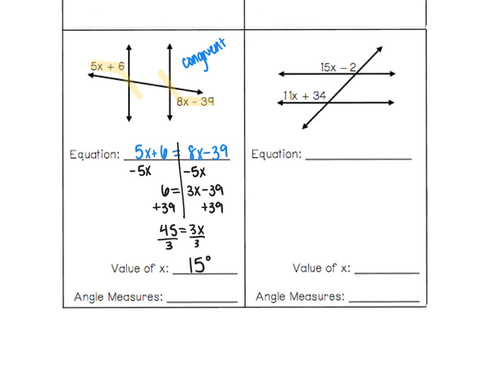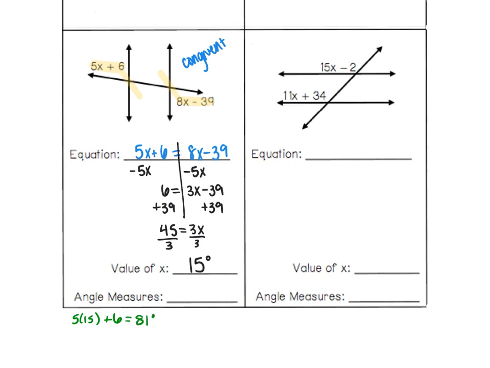So to do that, I'm actually going to plug in 15 for wherever I see x. So in that first angle, I would be doing 5 times 15 and then plus 6. So 5 times 15 gives me 75, plus 6 gives me 81 degrees.